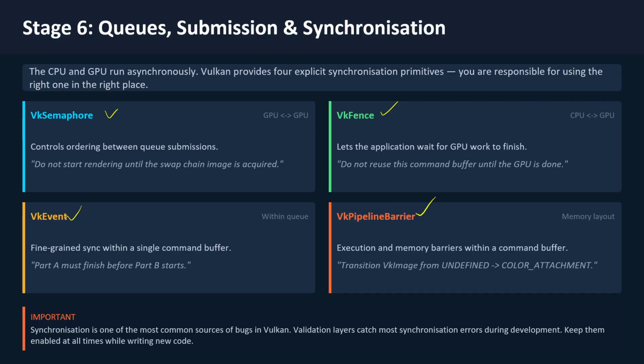We make use of semaphores heavily in our swap chain. So how do we use it? We typically use it between the queue submissions.